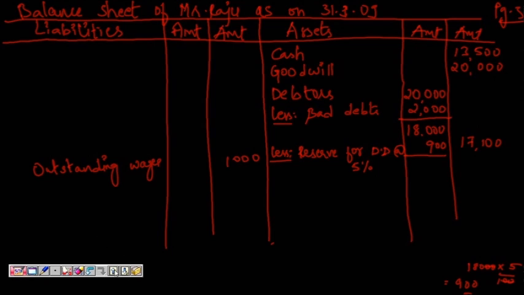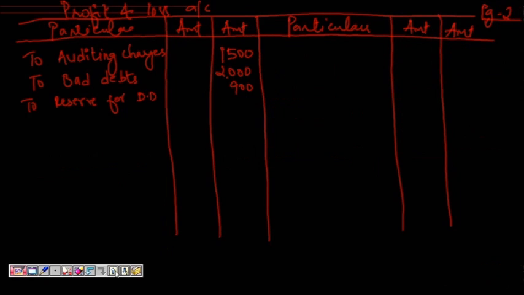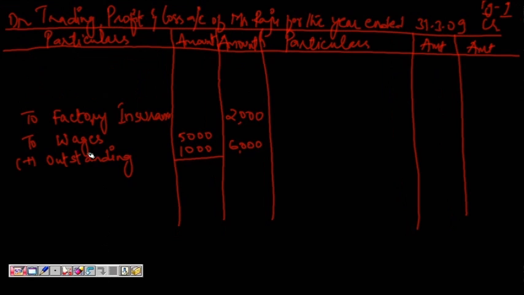Next is opening stock. Where does opening stock come? Opening stock comes in trading account. Trading account first item to be written is opening stock. Right here, to opening stock. The value of opening stock is 12,000.